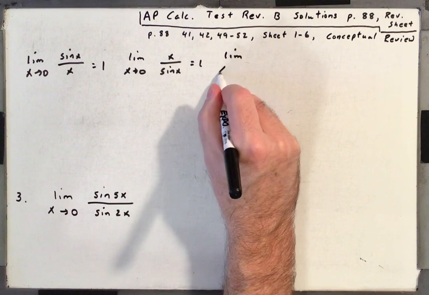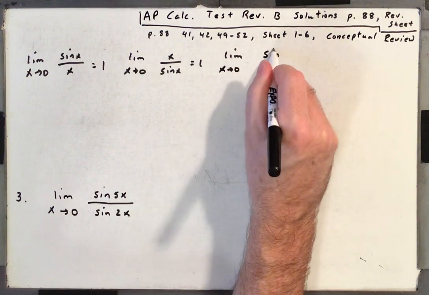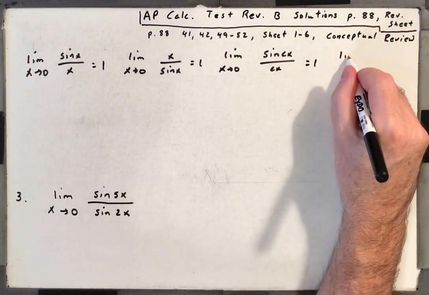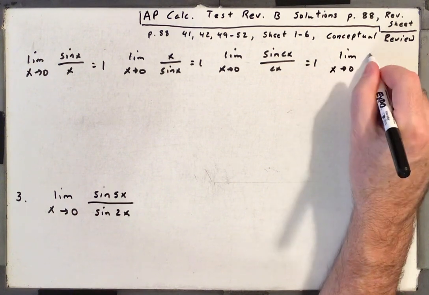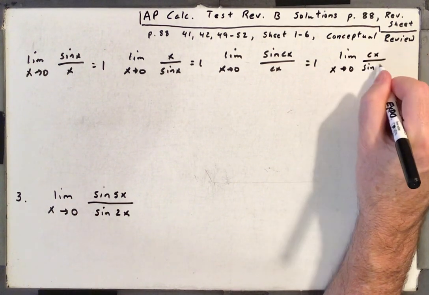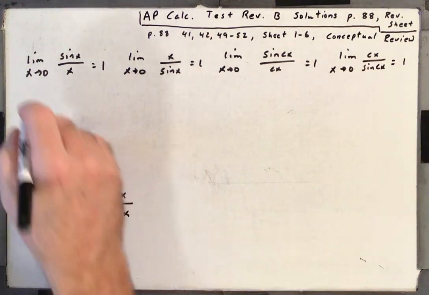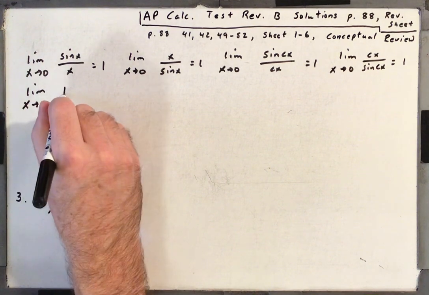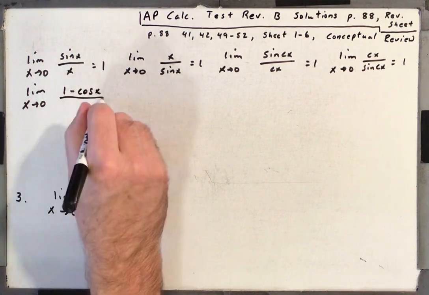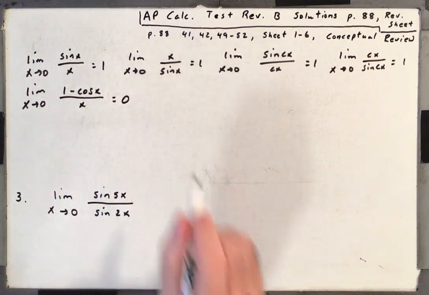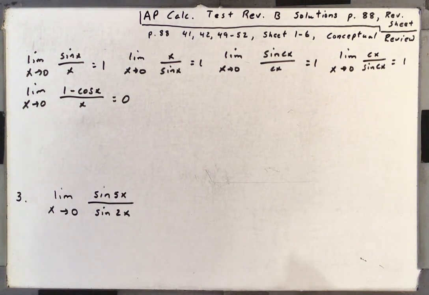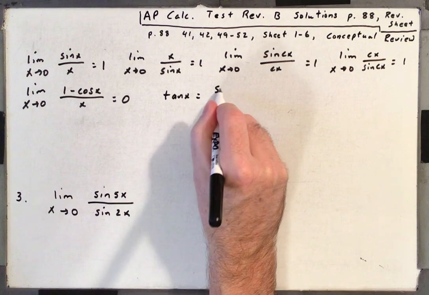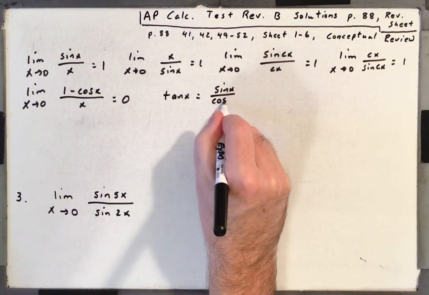The limit as x approaches 0 of sine cx over cx is equal to 1. And then the reciprocal of that, cx over sine cx, is equal to 1. And then the one that we have with cosine, the limit as x approaches 0 of 1 minus cosine x over x is equal to 0. And you do need to know your other trig relationships as well, such as tangent x equals sine x over cosine x, etc.